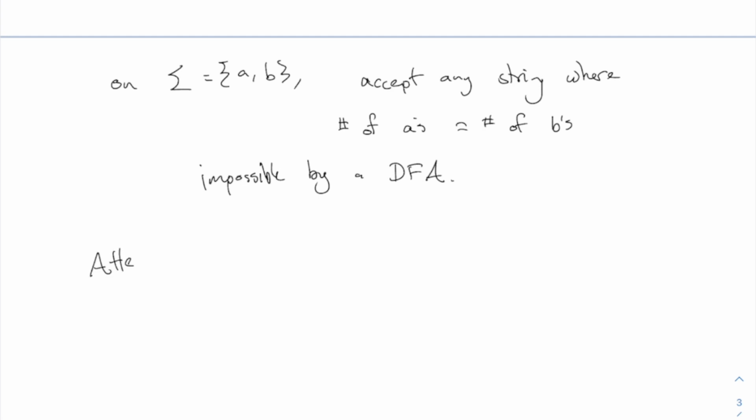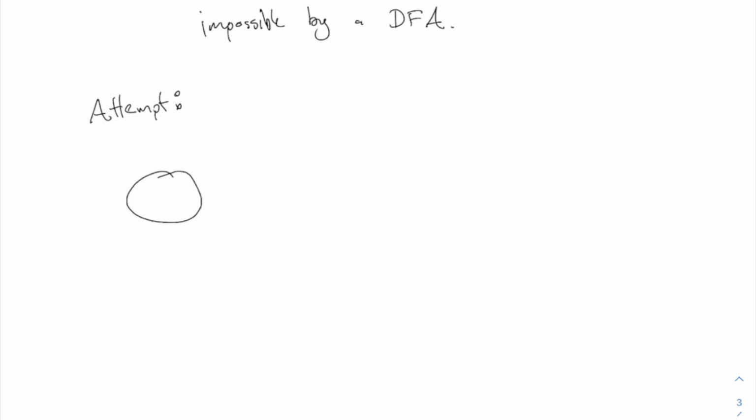This attempt is not going to work, but the way I might try this is: the starting state represents that I have the same number of A's and B's, because that's where you start before you've read anything; you have 0 of each. Now, if I see an A from that state, it means I have one extra A. So maybe if I see an A, I'll go to a state which represents one more A than B's. But if I see a B from there, I can go back to they're evened out, right?